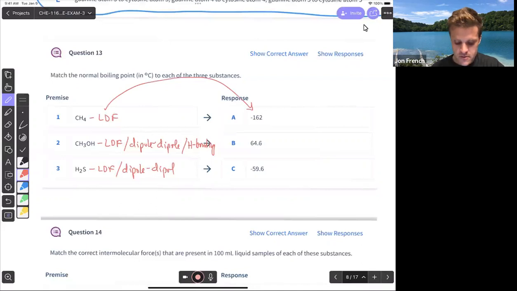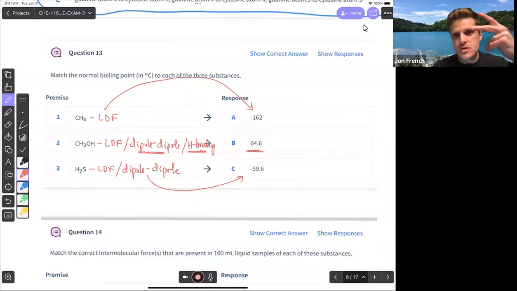Minus 162. Hydrogen sulfide is going to have a little bit higher boiling point because it's got a little bit more polarity there and a little bit more molar mass than methane. And then the highest boiling point is going to go with the strongest intermolecular forces. So hydrogen bonding, right? So yeah, it's going to come down to two things.